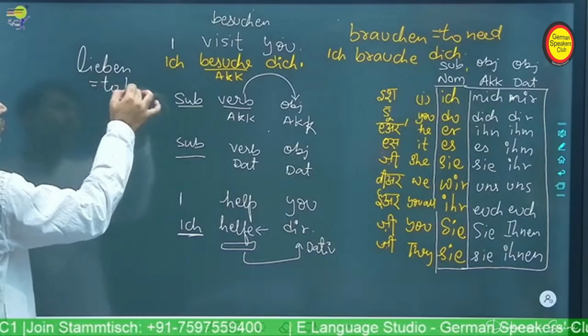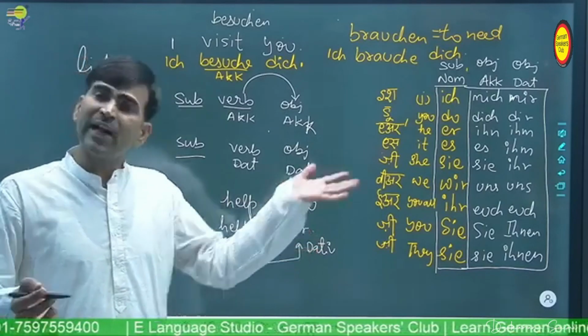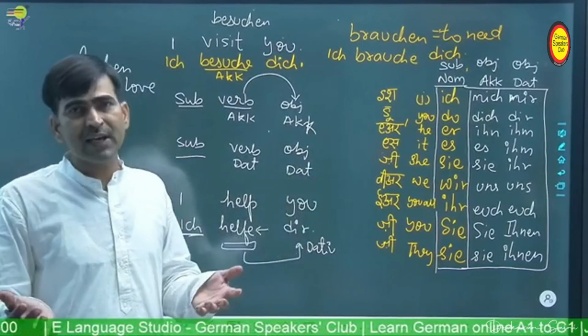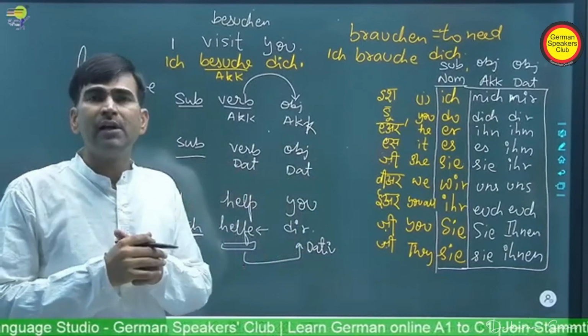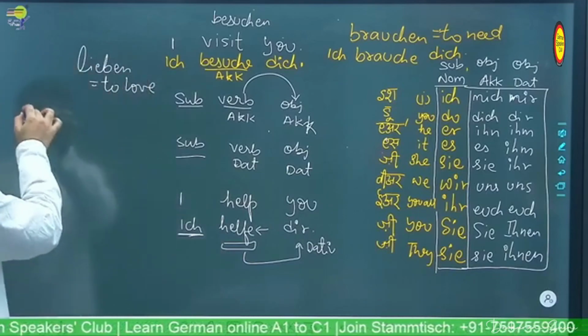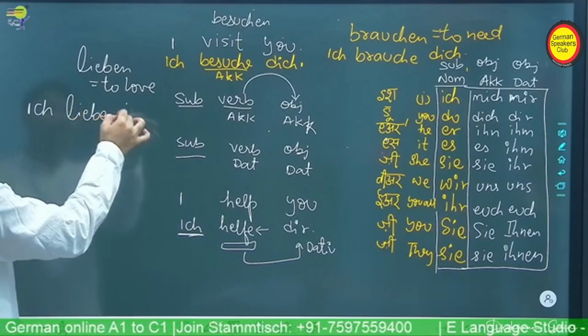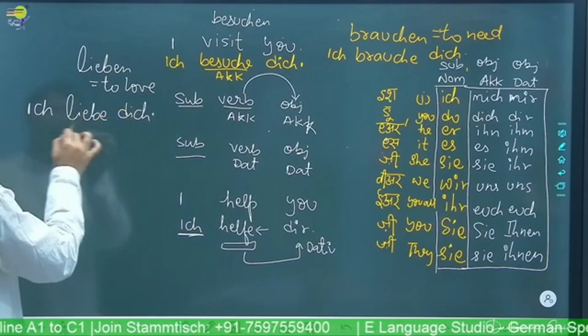Ich brauche dich, because I need you. So in this case, the verb brauchen falls in the accusative category. There's another verb, lieben, to love.